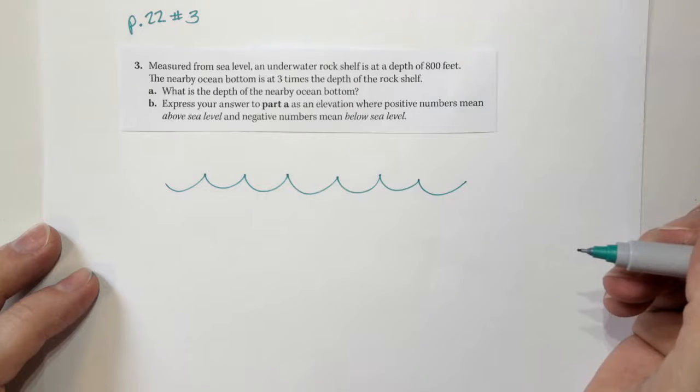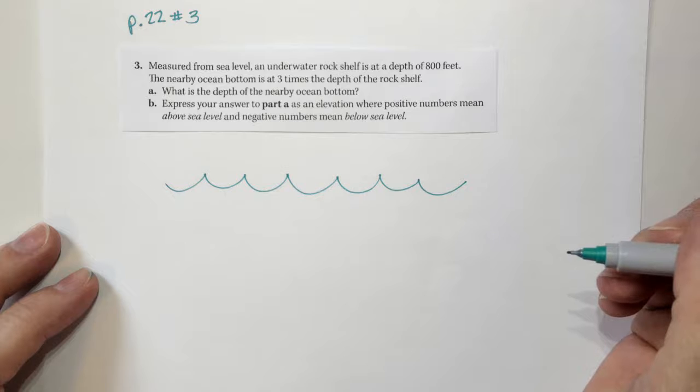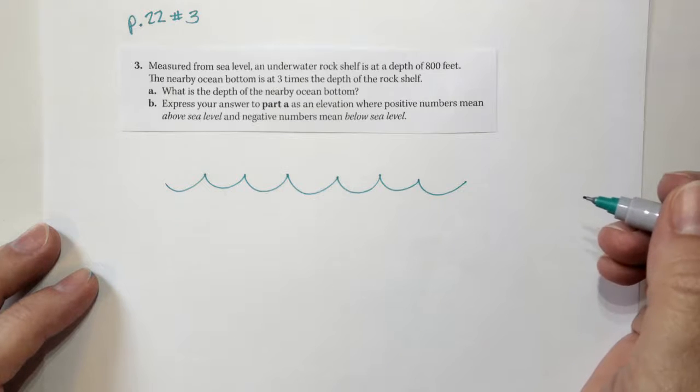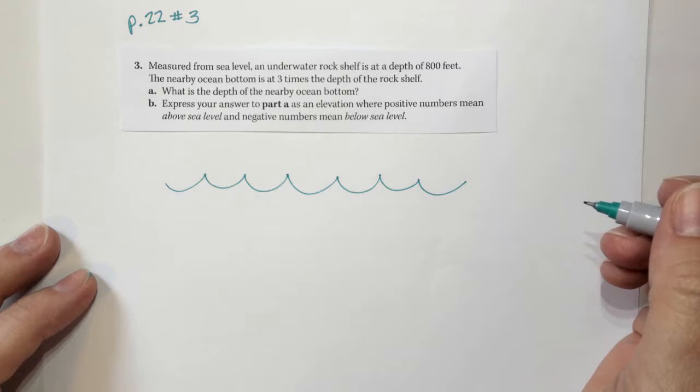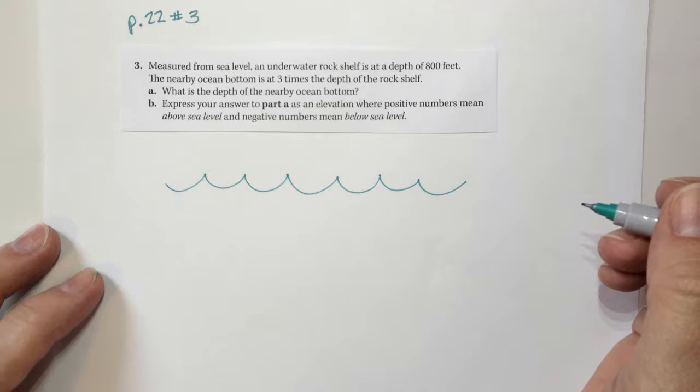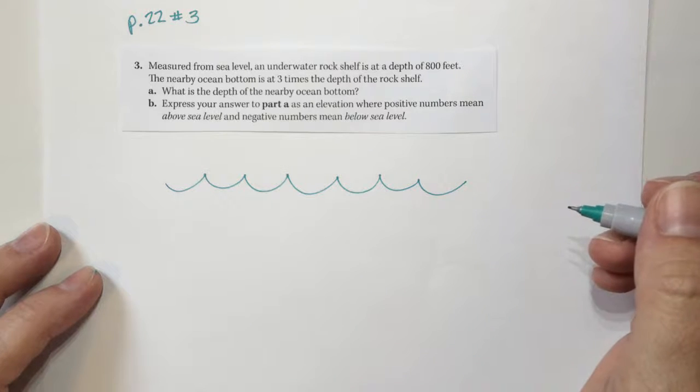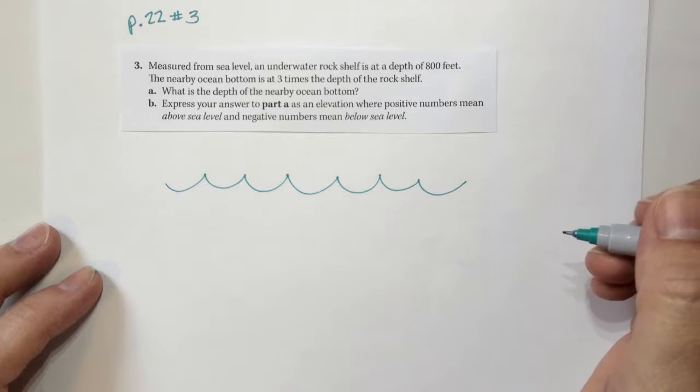The nearby ocean bottom is at 3 times the depth of the rock shelf. A, what is the depth of the nearby ocean bottom? B, express your answer to part A as an elevation where positive numbers mean above sea level and negative numbers mean below sea level.